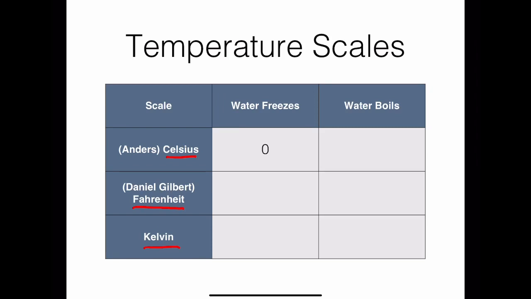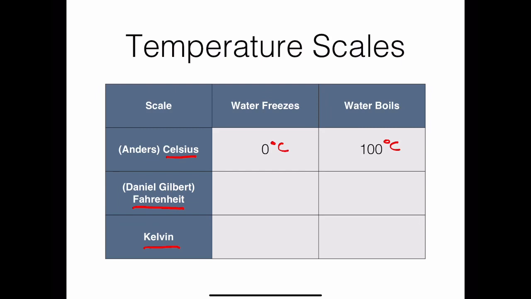So we start with the freezing and boiling temperatures in terms of water in Celsius degrees. So we know that water freezes at 0 degrees Celsius. And anytime you see this written, you'll see a degrees Celsius symbol next to it. We know water boils at 100 degrees Celsius. This makes the Celsius scale really easy to remember. 0 is freezing, 100 is boiling.